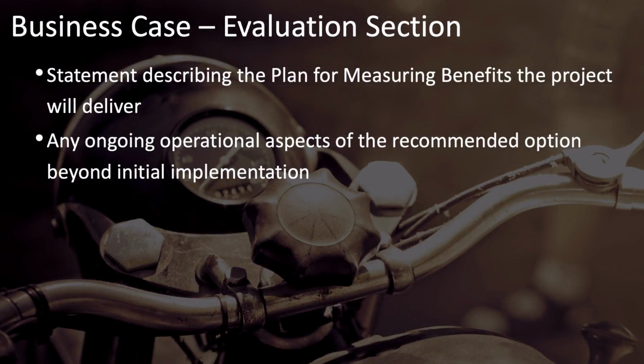The evaluation section of the business case document is a brief summary of how project success will be measured. It should include a statement that describes the plan for measuring benefits, and that should include all of the operational aspects of the project that come after the project is closed. Most of the project benefits usually come after the project is completed and can take several years to be realized. So where does this plan come from? It comes from the benefits management plan. Here in the evaluation section, you should include a summary of what's in the benefits management plan that is developed in parallel with the business case.